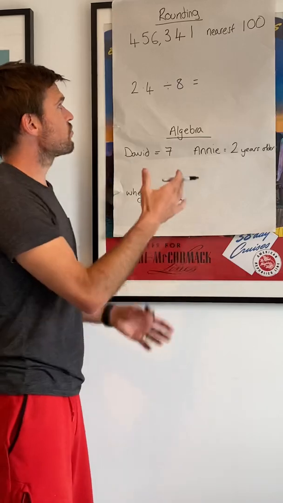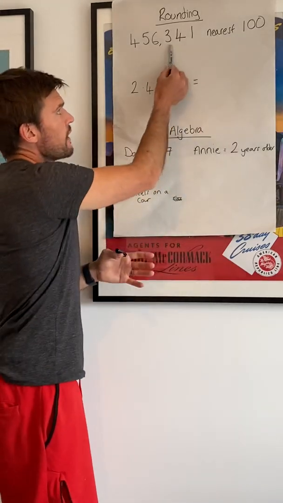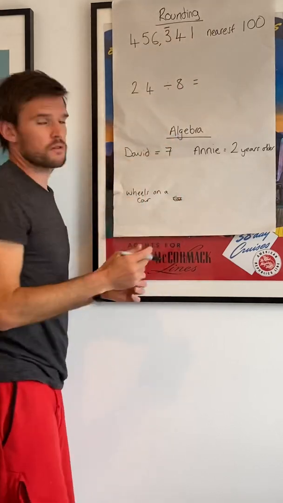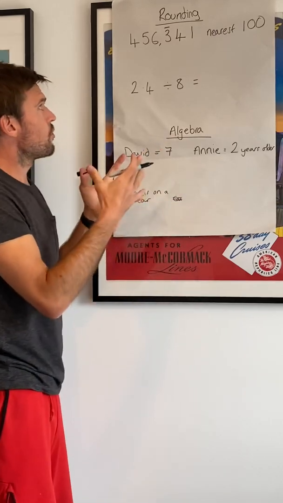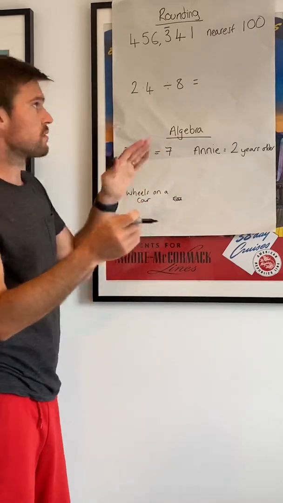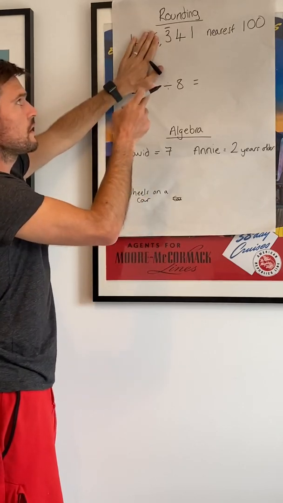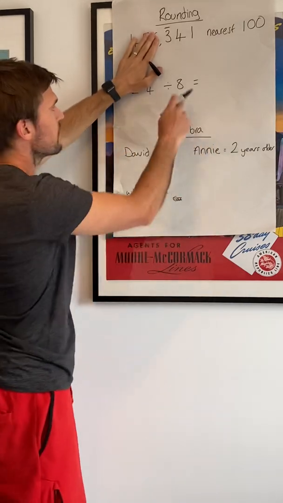456,341, and you round it to the nearest hundred. Okay, so you find where the hundreds are, and we know this is the hundreds. Okay, so this has got 300. So we say to ourselves, well, we need to round it to the nearest hundred. So if I forget these, if I had 341, is that closer to 300 or is it closer to 400?